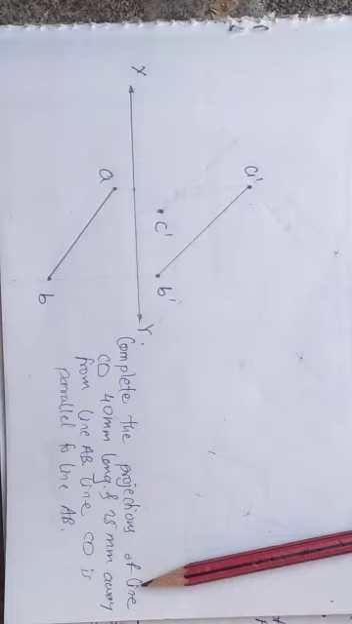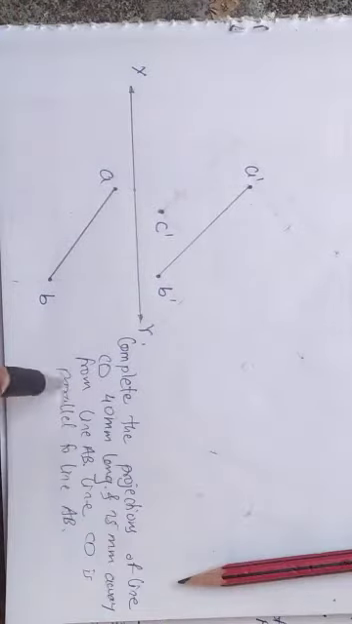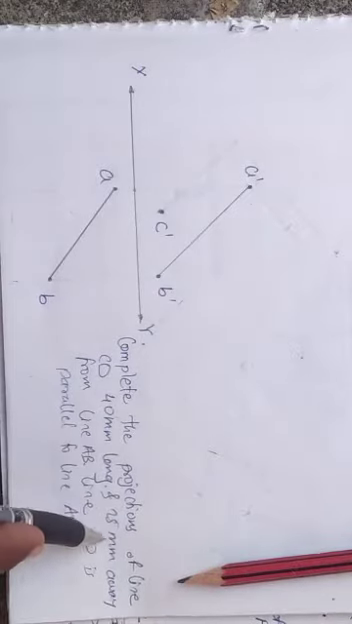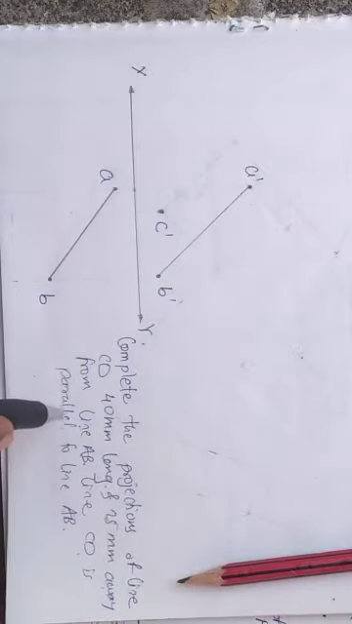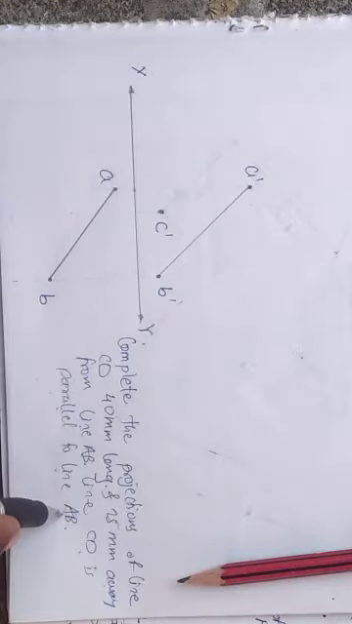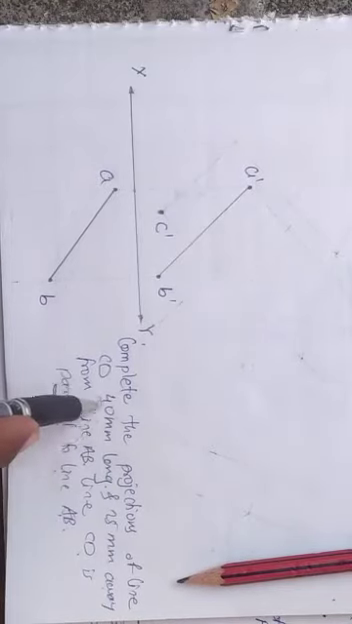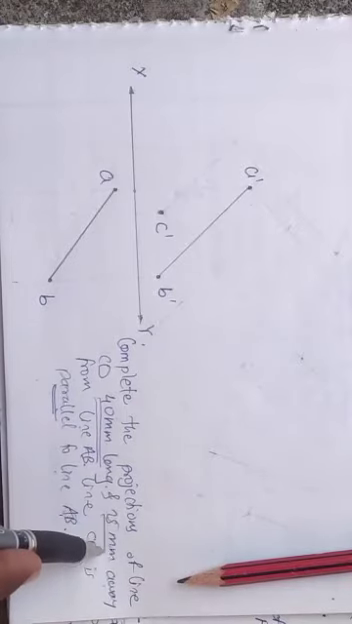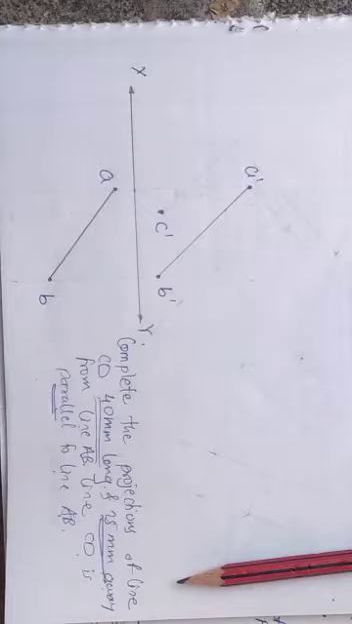We'll read the statement. Complete the projections of line CD, 40 mm long and 25 mm away from line AB. Line CD is parallel to line AB, so it is a parallel line problem. The true length of CD is given, and the shortest distance between AB and CD is also mentioned.